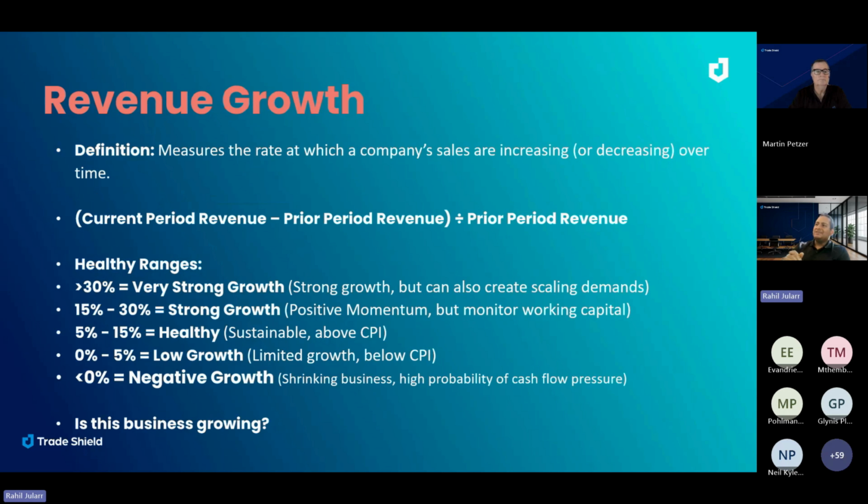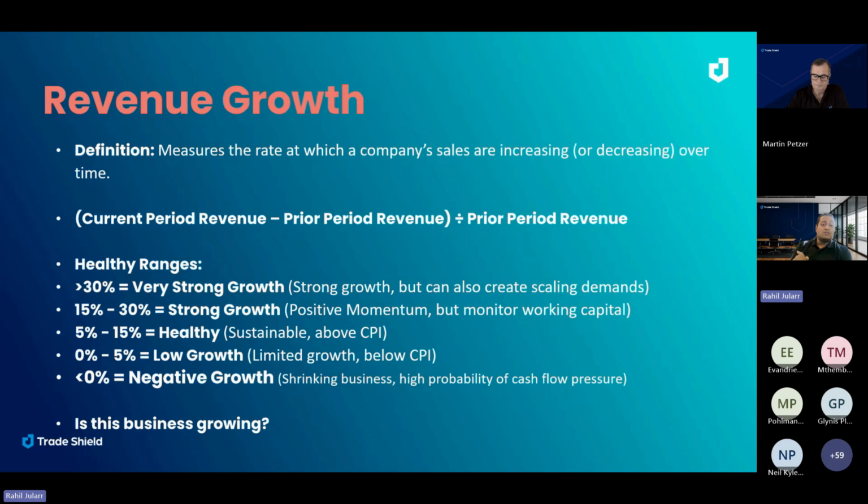Now, what is revenue growth? It's the rate at which a company's sales are increasing or decreasing over a period of time. What is my revenue this year compared to last year? What is my revenue this year compared to 3 years ago? You look at how much your revenue has increased: your current period revenue minus your prior period revenue, divided by your prior period revenue. And again, this depends on the type of industry that you're in. But generally, if a company is growing by more than 30% year on year, that's very, very strong growth.